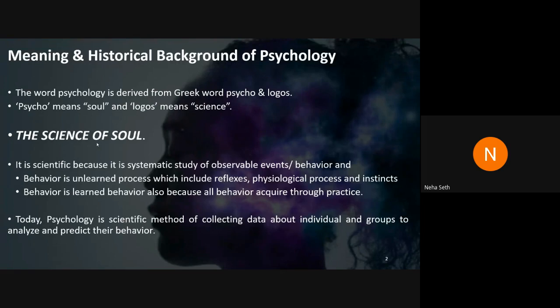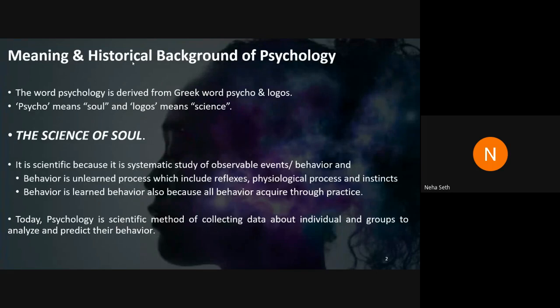It is also called scientific because it is the systematic study of observable events or behavior. Behavior can be an unlearned process, and it can also be a learned process. Behavior is called learned because it is acquired through practice. Sometimes we do things automatically because we are in the practice of the same thing, because culturally maybe we are following it. For example, when we go to a temple or pass by a temple, we automatically bow our head. This is something we get from our culture, something we have learned with time.